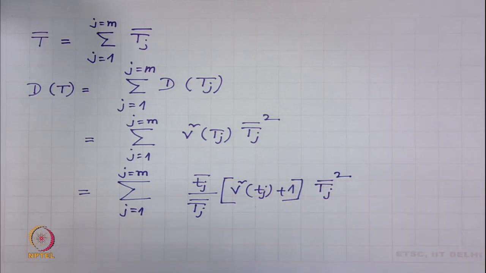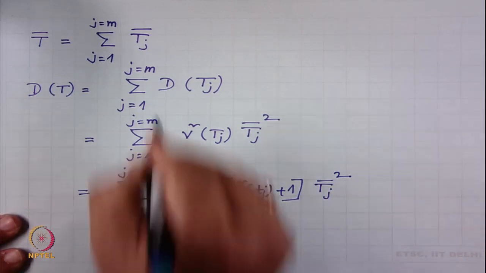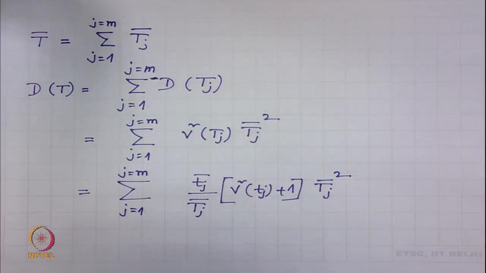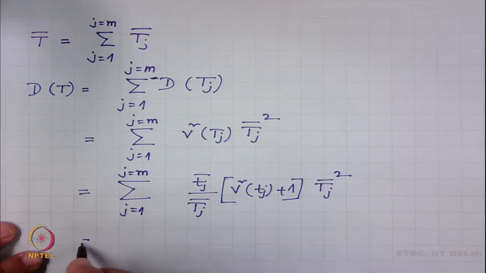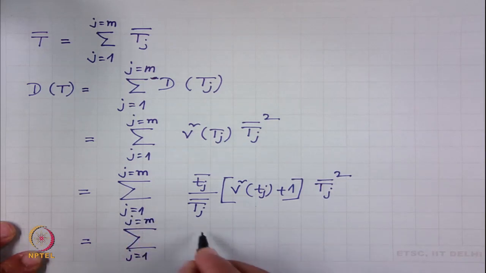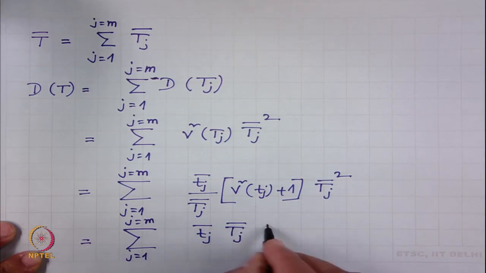Right, sorry, this one will cancel. So, the final expression for variance is this into this.